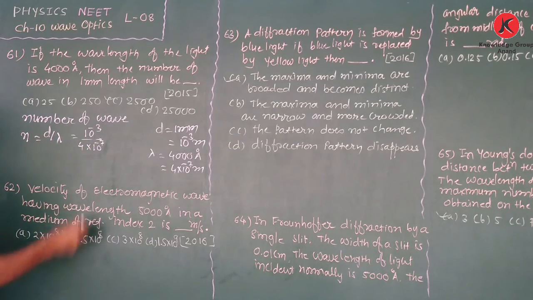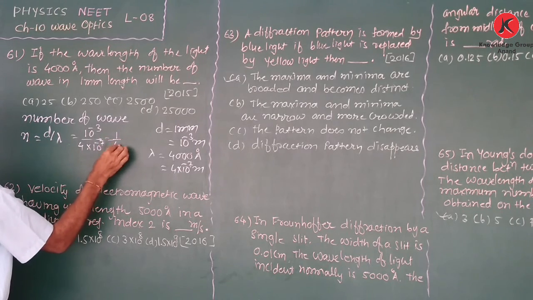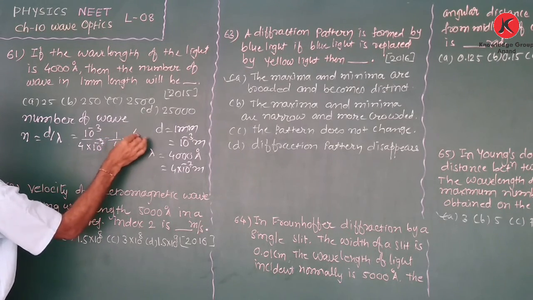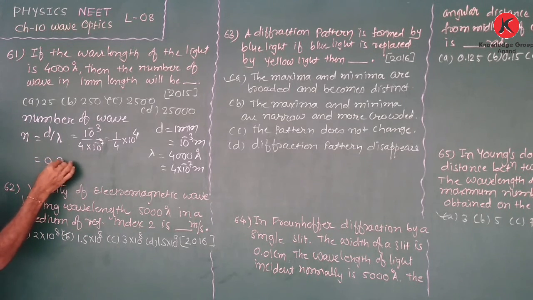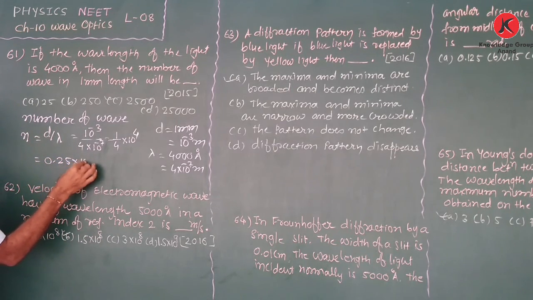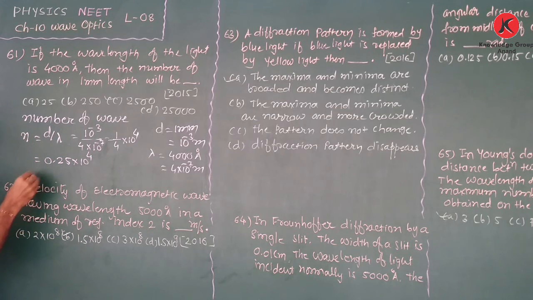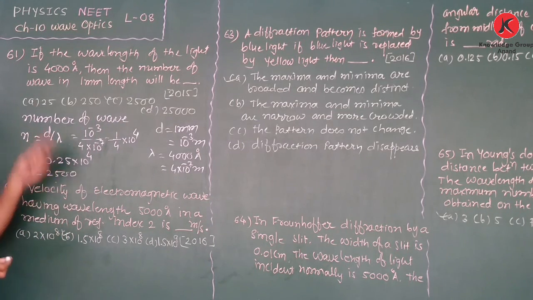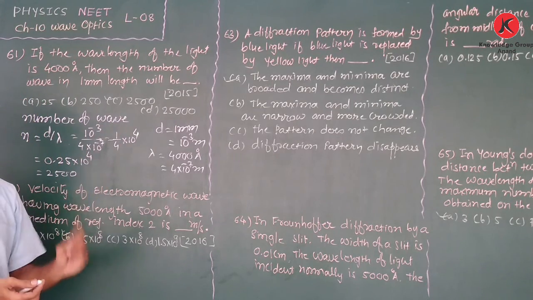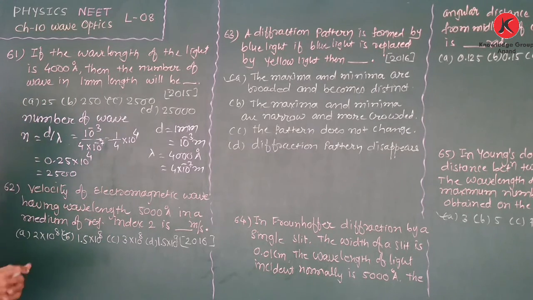Therefore, 1 by 4 into 10 to the power 4, that is 0.25 into 10 to the power 4. That means 2500 waves of wavelength 4000 angstrom are lying in 1 millimeter length.